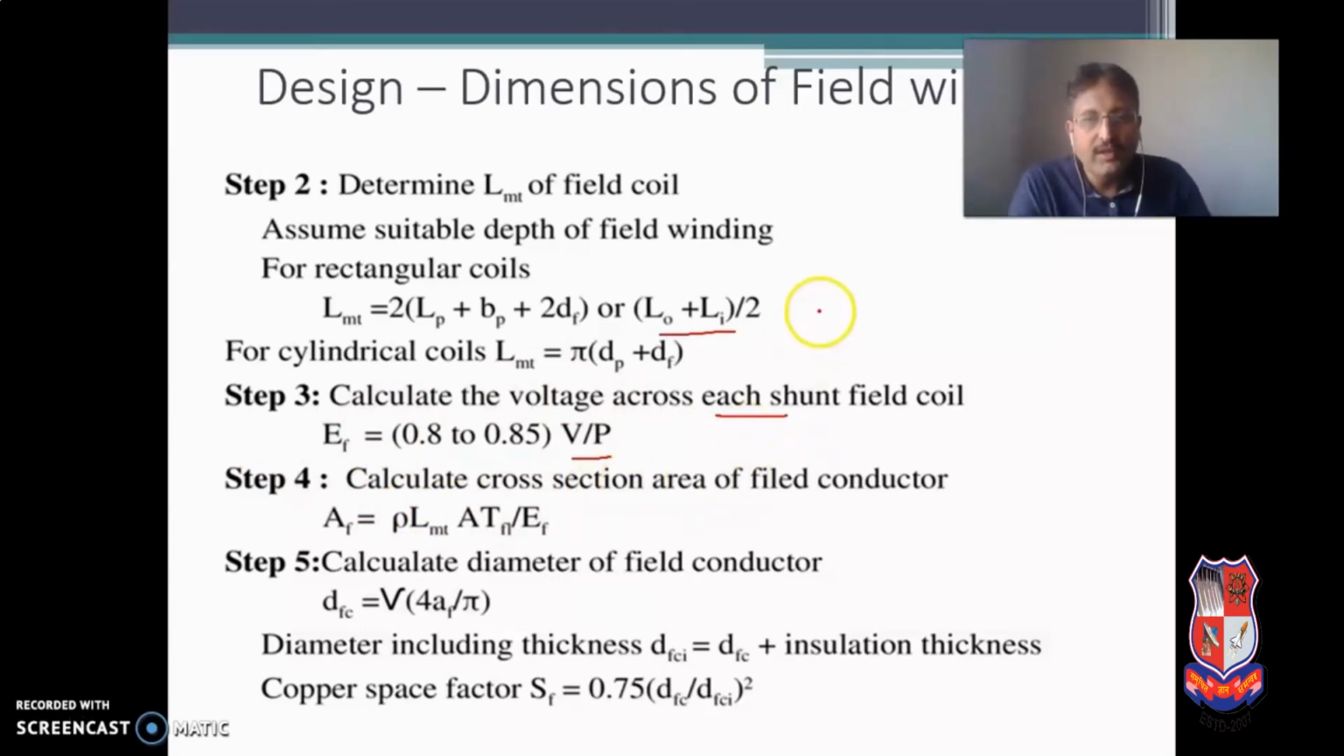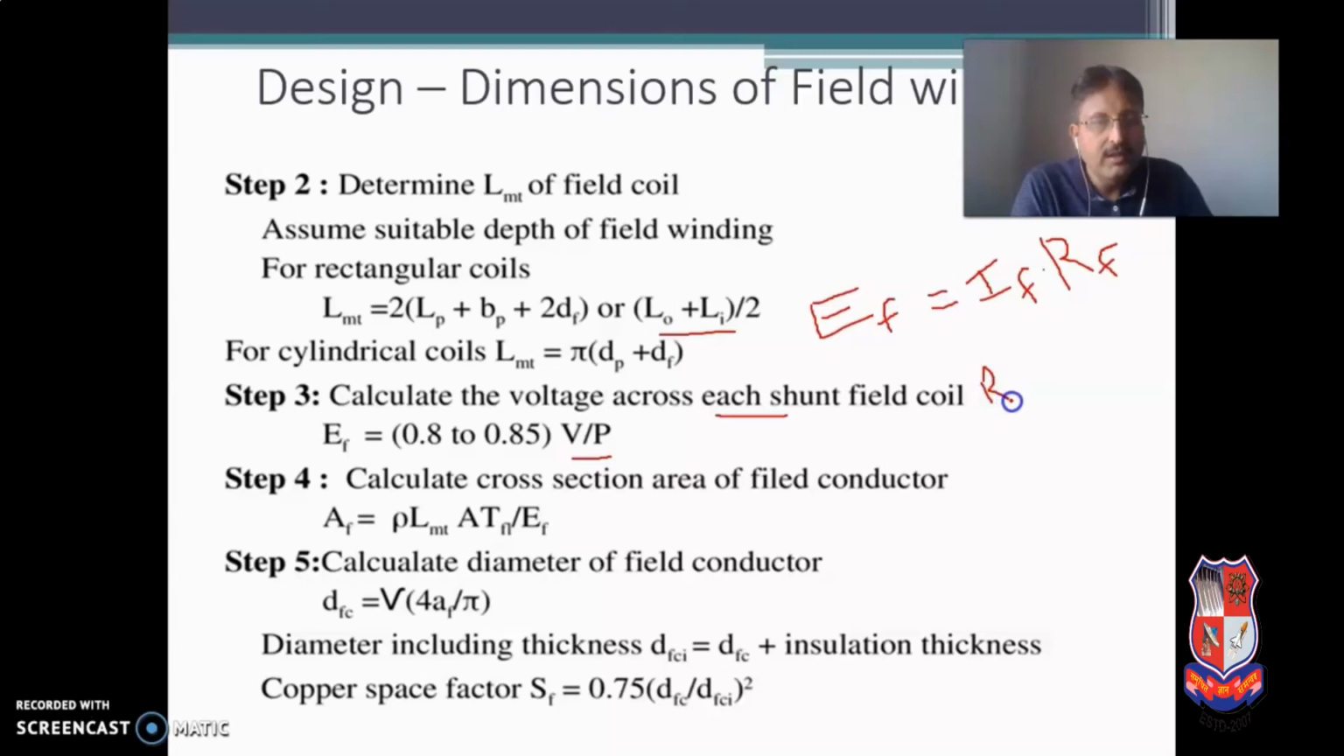How to find out? For that, this equation is useful. EF, that is the voltage across each shunt field coil, is equal to the shunt field current IF, into the resistance of the shunt field winding. EF equals IF into RF.